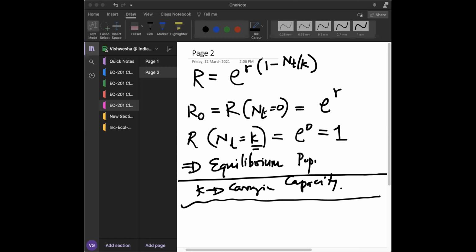Now it's actually possible, as we will discover in one of the later classes, that there are many populations that are possibly stable at equilibrium. In such cases, it's not very clear which of them can be called carrying capacity, but that's something we will discuss later. Now this model 2 has two parameters, eliminate. So you use the same trick, just write x is equal to nt by k. You will get a simpler equation.